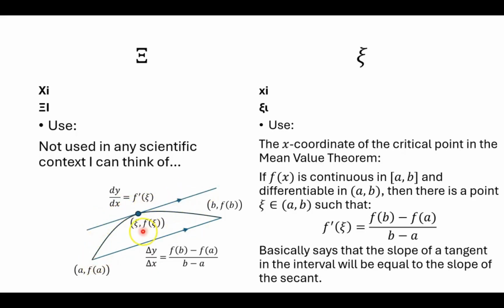There's a parallel line. You can think of yourself, why is this the case? It must be true if this function is continuous. The slope of a tangent must at somewhere equal the slope of a secant. Otherwise, it can't reach this point.